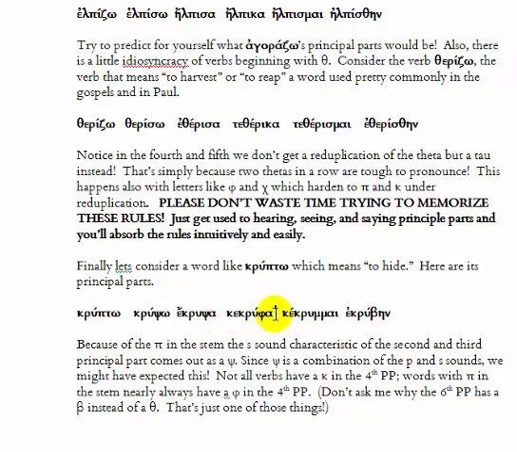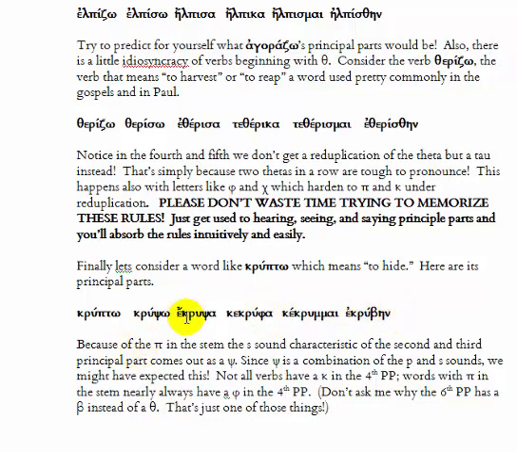Now in the fourth principal part, instead of the kappa, we get a phi here. And that's because we started with a psi here. So whenever we have a psi in the second and third, generally speaking, we'll get a phi in the fourth. Don't ask me why that is. It's just the way it works out.